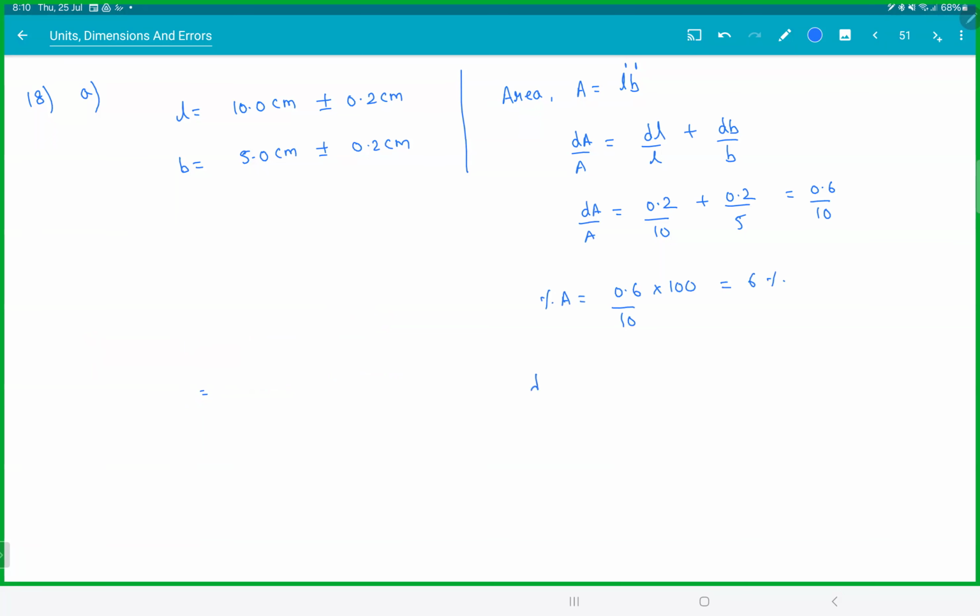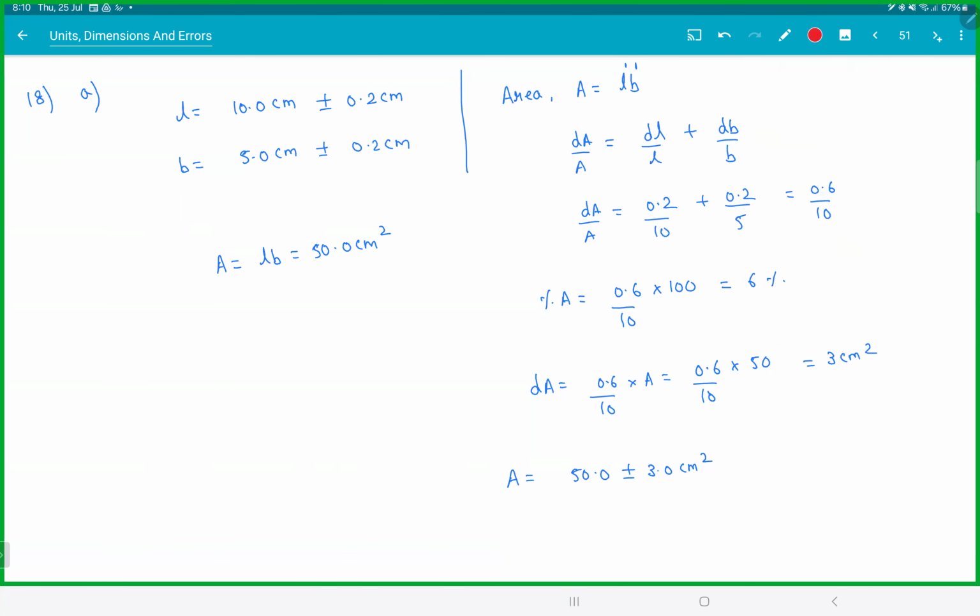If you want to find the area, first of all, area is L into B, which is 50 centimeters square. So dA will be 0.6 by 10 into area. So that is 0.6 by 10 into 50. That is 3 centimeters square. So you should report your final answer like this: 50 plus or minus 3 centimeters square. Clear this? So if they ask you to find area, this is how you'll report 50.0 plus or minus 3. But if you want percent error, 6%.